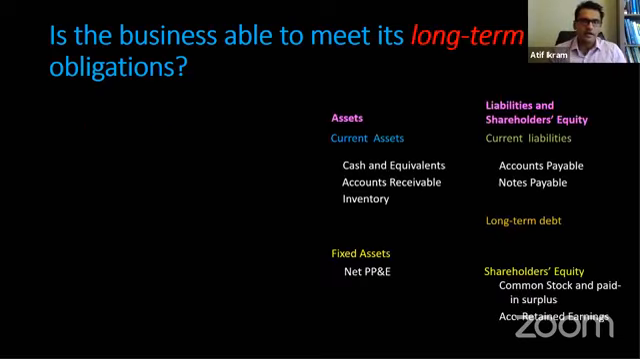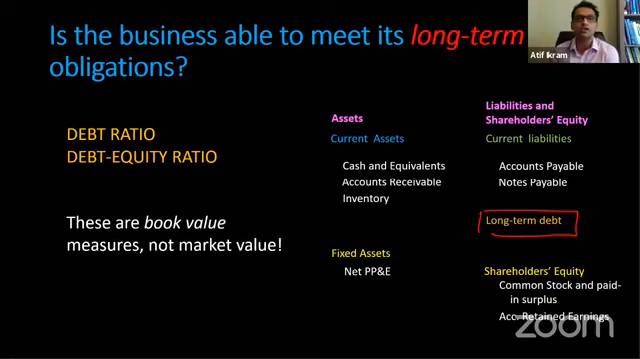It's a balancing act. Phir is the business able to meet its long term obligations? Ye aapka long term debt hai. Kya aap isko meet kar sakte hain? Ab iske andar bhi people calculate lots of ratios. Debt ratio hai ji. ये लॉन्ग टर्म या टोटल डेट लें, उसको डिवाइडेड बाय एसेट्स कर लें, या डेट टू एक्विटी रेशियो। दिस इज फाइन.